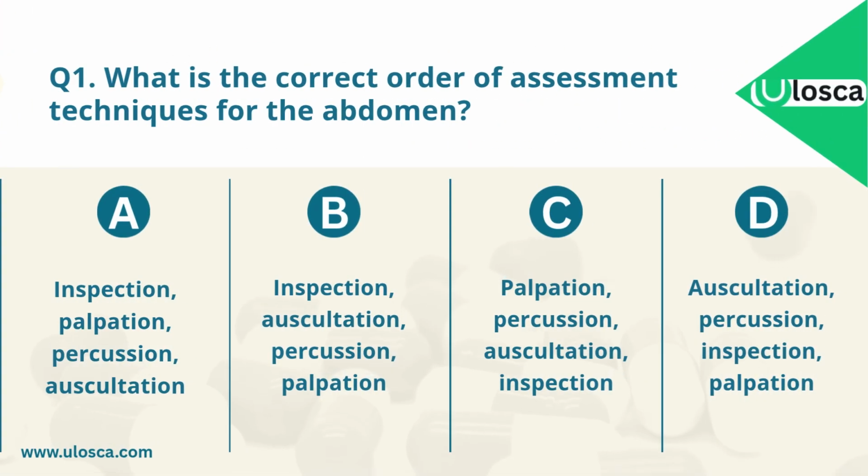Question 1. What is the correct order of assessment techniques for the abdomen? A. Inspection, palpation, percussion, auscultation. B. Inspection, auscultation, percussion, palpation. C. Palpation, percussion, auscultation, inspection. D. Auscultation, percussion, inspection, palpation. Which one is the correct answer?